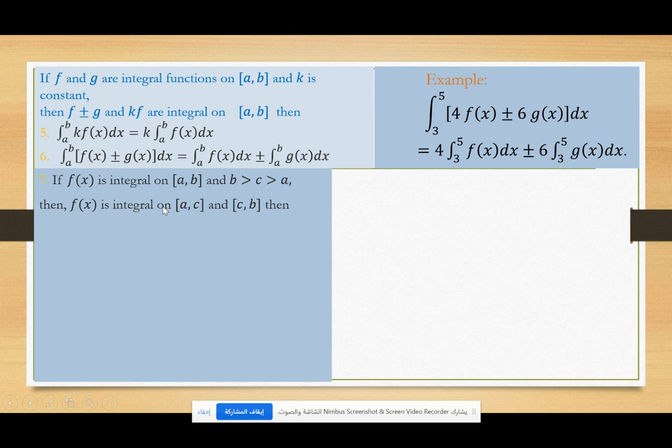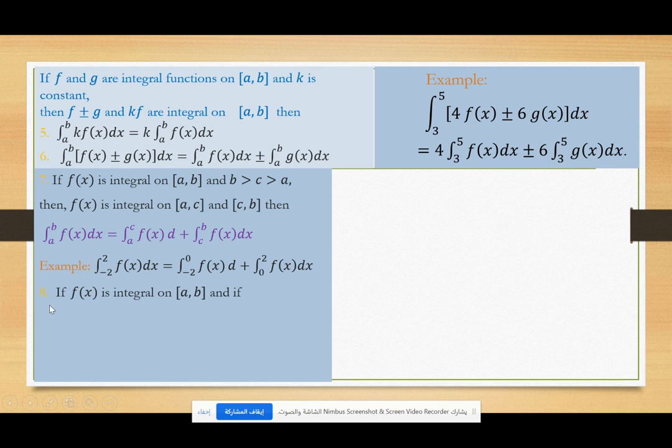Then f of x will be integrable on the subinterval from a to c, and on the subinterval from c to b. Then we can calculate the integration from a to b of f of x dx by integrating the subinterval from a to c of f of x dx plus the integration from c to b of f of x dx. This means I can separate my area into two regions, from a to c, then from c to b, then add them together. For example, if I'm going to find the integration from negative 2 to 2 of f of x, and there is 0 between them, I can integrate it from negative 2 to 0, plus from 0 to 2, to get the same value.